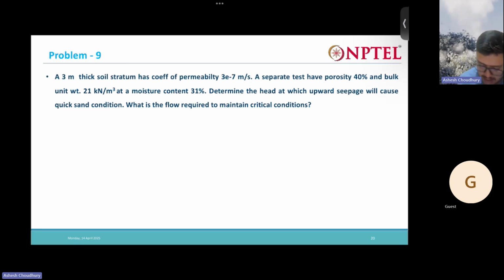Let us see, a 3-meter thick soil stratum has a coefficient of permeability 3 into 10 to the power minus 7 meter per second. A separate test shows porosity 40% and bulk unit weight 21. The moisture content is 31%. Determine the head at which upward seepage will cause quicksand condition. What is the flow required to maintain critical conditions? Okay, so first we will calculate the void ratio from the porosity. Porosity is given, so void ratio I can easily calculate.